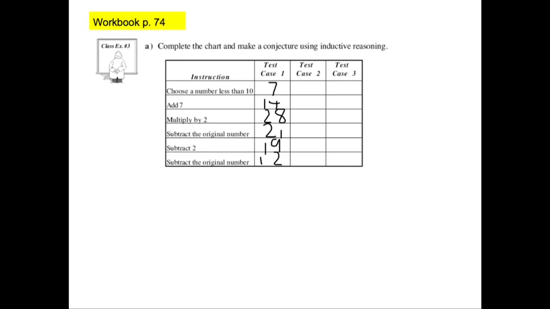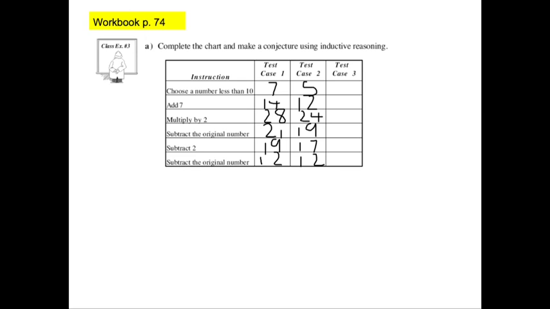So we're going to pick the number 5. If you add 7 to that, that's going to be 12. If you multiply that by 2, that's going to be 24. You subtract the original number, that's going to be 19, because 24 minus 5 is 19. Then you subtract 2, that's going to give you 17. And if you subtract the original number, you should get 12.